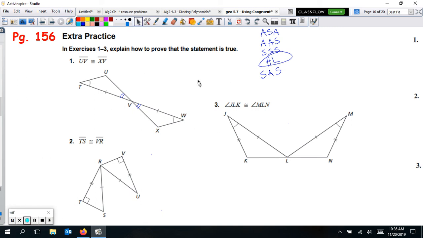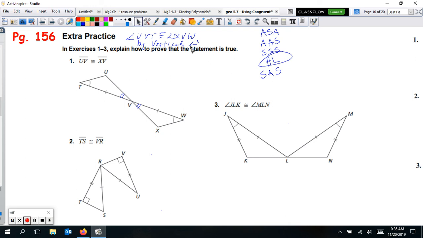So now we can deduce this. We would first want to say that these two angles, UVT is congruent to XVW. We want to first say that to show those two angles are congruent, and the reason why is because they are congruent by vertical angles. That's the first thing to write down.